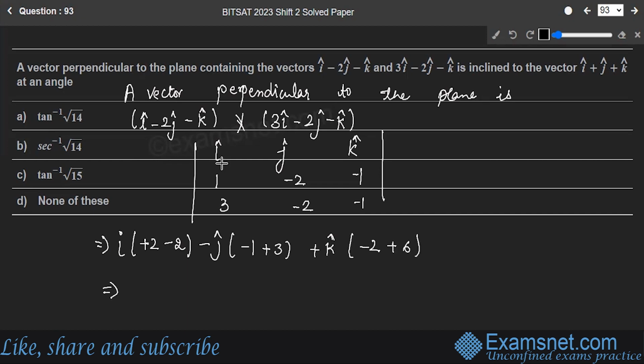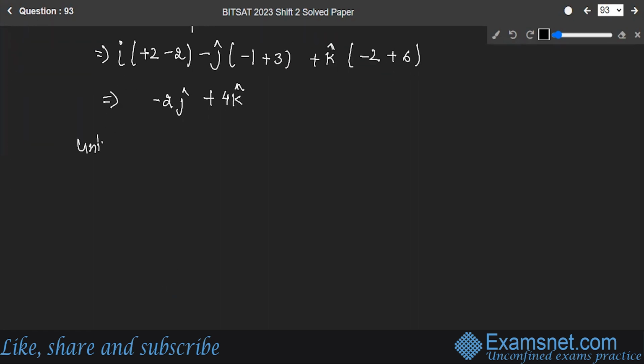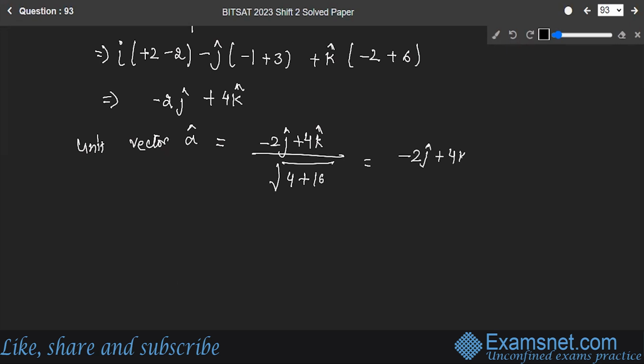So you will have this as minus 2j plus 4k. Right. Now the unit vector will be given by, let's say a is equal to minus 2j plus 4k divided by their magnitude, which is the root of minus 2 squared plus 4 squared, 16. So this is minus 2j plus 4k, and root 20 can be written as 2 root 5.